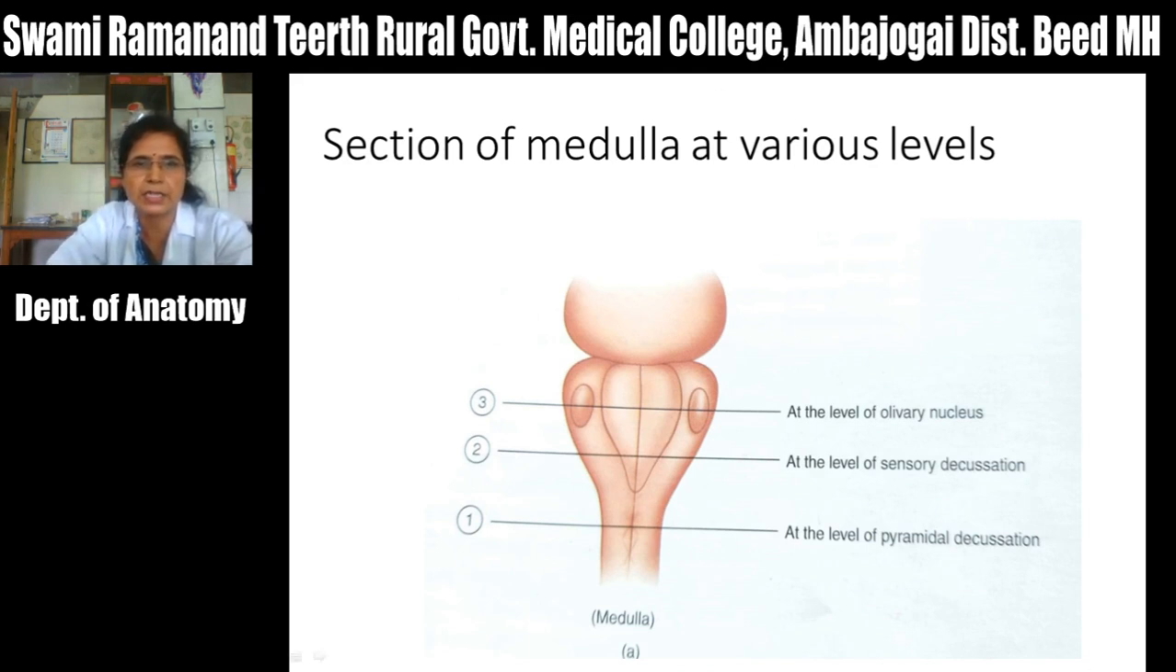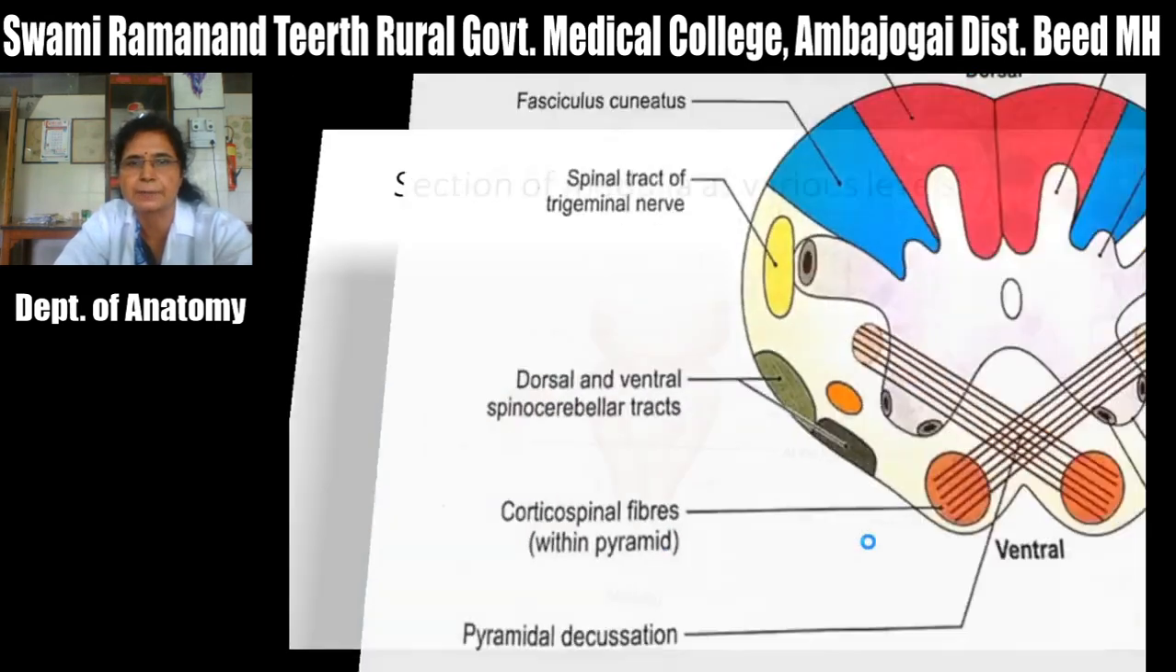So the first section is taken at the lower part of the medulla, that is at the level of pyramidal decussation. The second transverse section is taken at the level of sensory decussation, or the level of great sensory decussation. And the third section of the medulla is taken at the level of the olivary nucleus, that is at the level of the fourth ventricle. So first we will see this first transverse section at the level of pyramidal decussation.